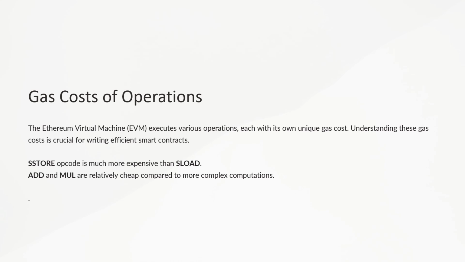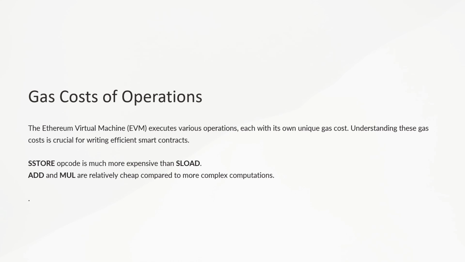The Ethereum virtual machine executes various operations, each with its own unique gas cost. Understanding these gas costs is crucial for writing efficient smart contracts. For example, remember in the previous lecture we had discussed opcodes SSTORE and SLOAD. Let us now discuss how they differ in gas cost. The SSTORE opcode is much more expensive than SLOAD. Similarly, basic arithmetic operations like ADD and MUL are relatively cheap compared to more complex computations.